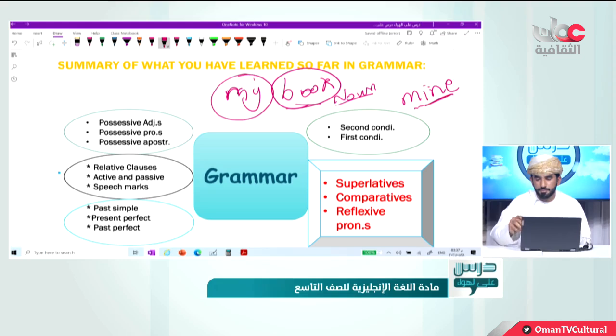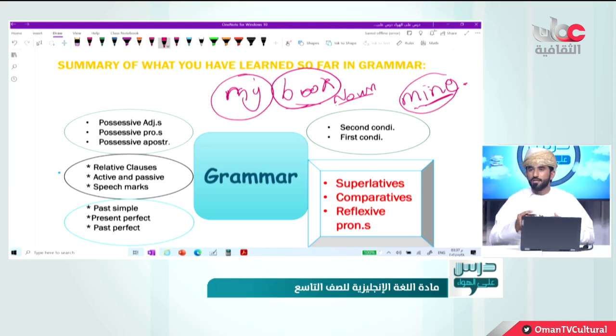Sorry, my handwriting is not so good. Have a look. What is the difference between possessive adjectives and possessive pronouns? This one is not my, it's mine, possessive pronoun, and there is nothing followed this possessive pronoun.